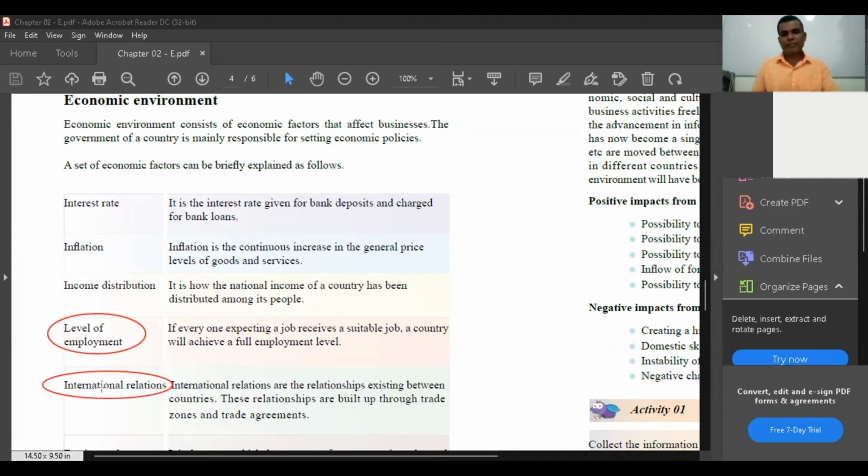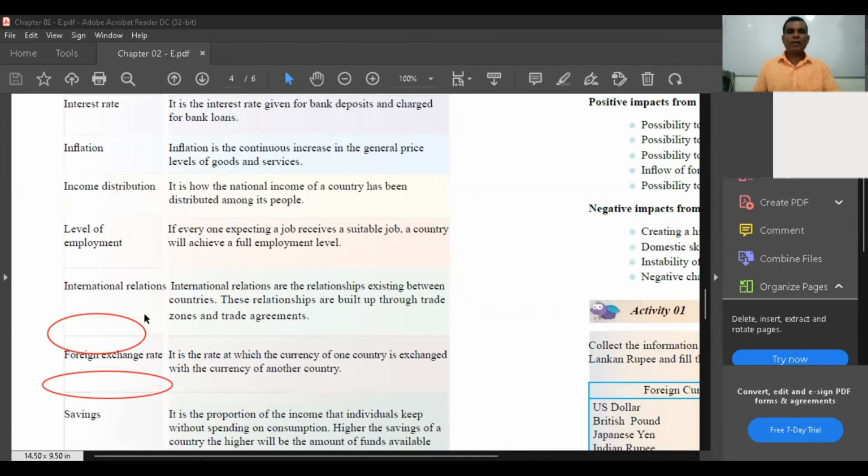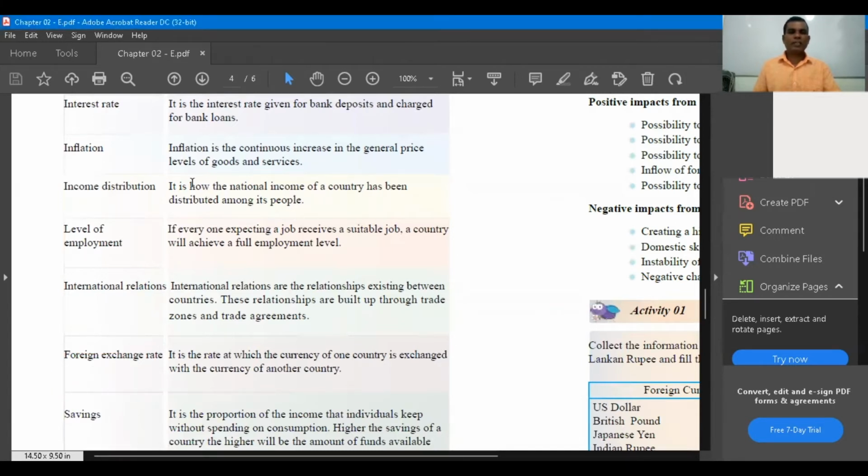Right, I hope you are able to understand what we call the economic environment. As we have already discussed, there are another two factors. Look at the other one. Then the other factor, please write it down as well. Foreign exchange rate. Look at the next one, foreign exchange rate.